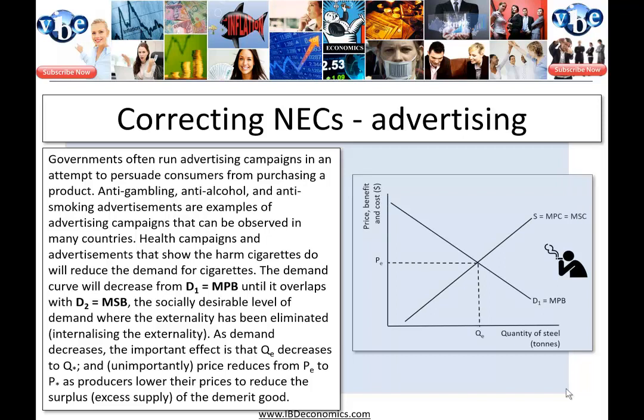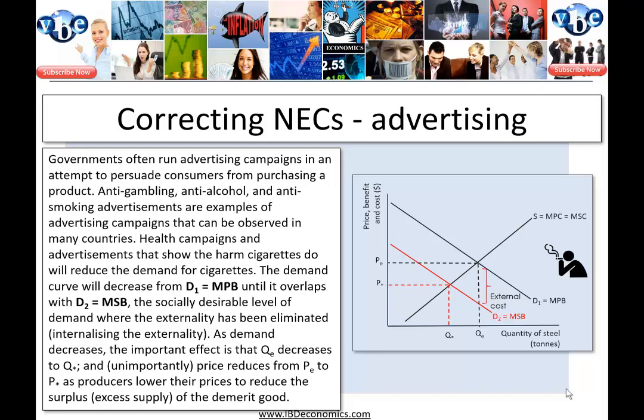It's going to reduce from D1, the marginal private benefit, until it overlaps with D2, our marginal social benefit. And again, that's a socially desirable level of demand where the externality has been internalized. As demand decreases, the more you see horrid pictures of people with lung cancers and black lungs and the terrible health effects, the dirty teeth, the poor circulation, demand for cigarettes is reduced.